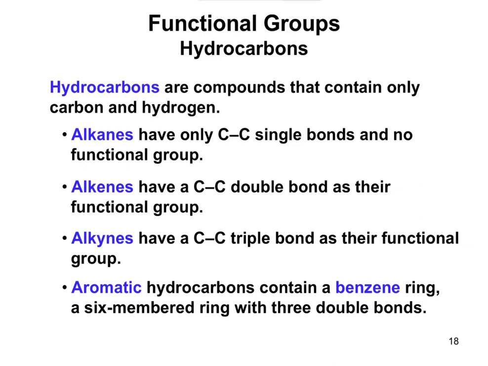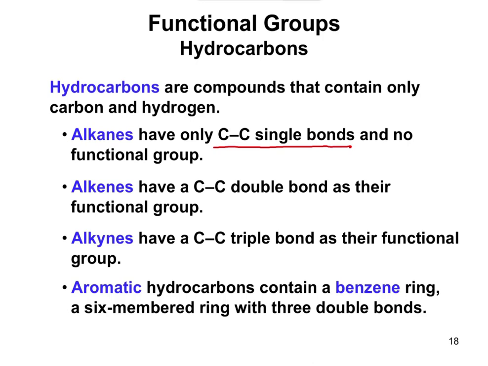Hydrocarbons are going to be the first functional group that we look at. This is what we're going to study here in chapter 10 and also in chapter 11. Hydrocarbons are molecules that have only carbons and hydrogens. That's why they're called hydrocarbons. Alkanes only have carbon-carbon single bonds. They're also going to have hydrogens there, and all the hydrogens are always single bonded. All the carbon-carbon bonds are single bonds, and there's no other functional group there. So really, alkanes don't have a functional group per se. They're just carbons and hydrogens with no multiple bonds.